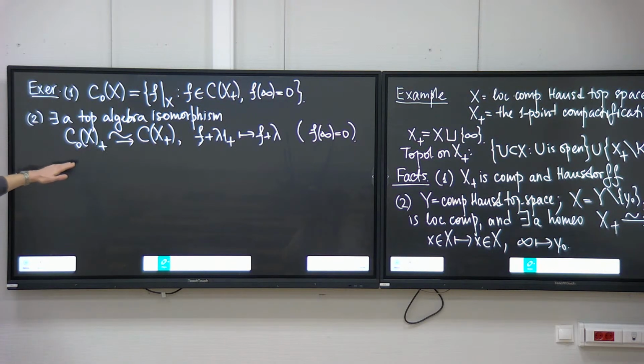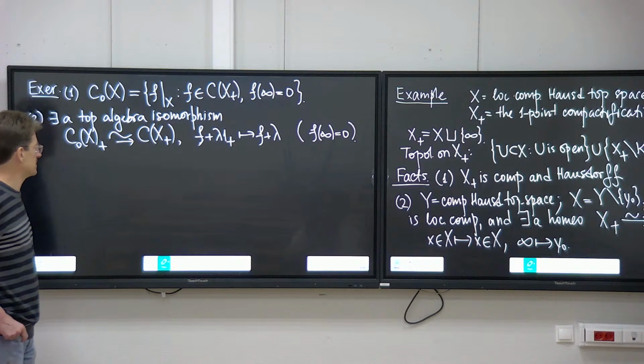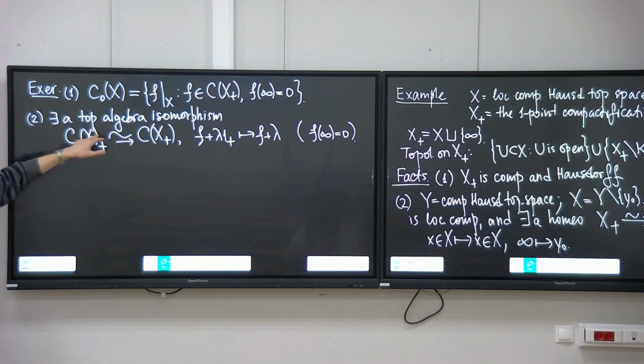I don't claim that this isomorphism is isometric. In general, this is not true. But on the other hand, we will see shortly that there is another standard way of defining an equivalent norm on the unitization of a C-star algebra. If we introduce this C-star norm on this algebra, then this isomorphism will be isometric.